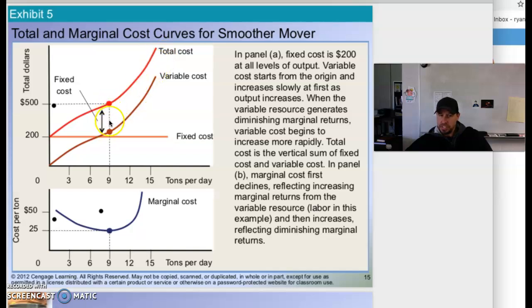But you'll notice the gap between the two, the difference between our variable and total, is always going to be the value of what our fixed cost is. So if you're going between this spot and this spot, we're always looking at our fixed cost.